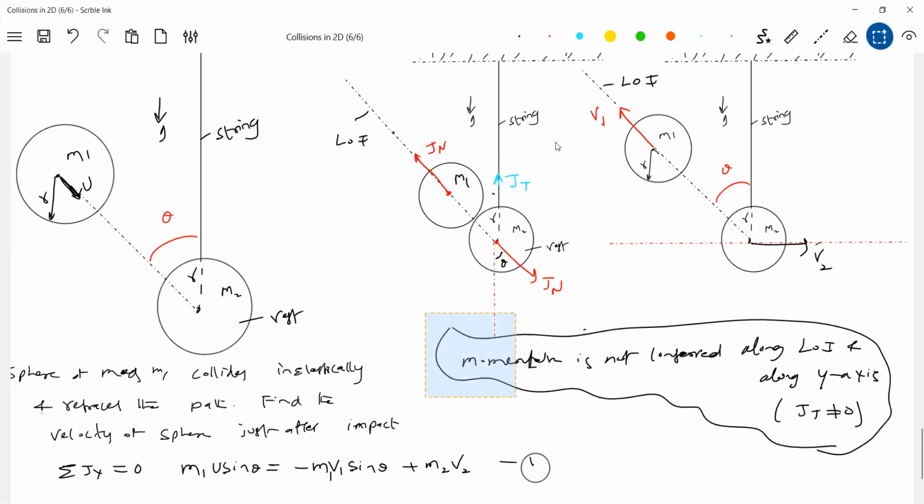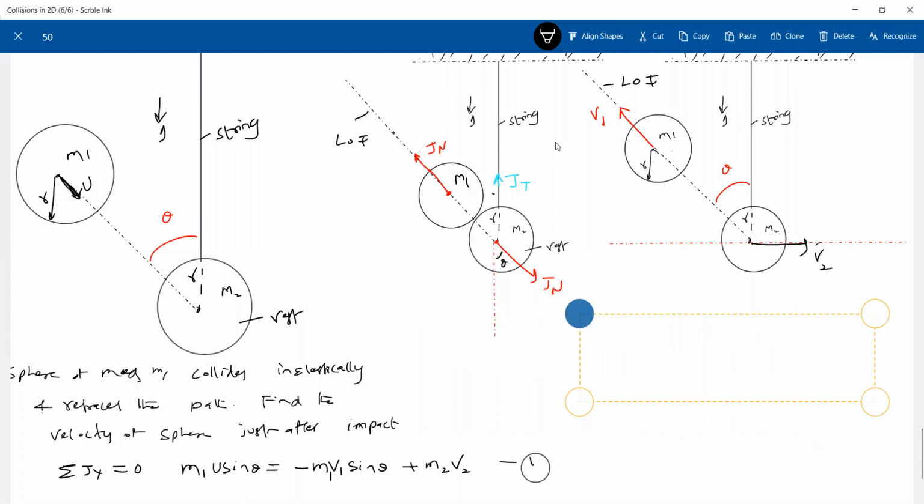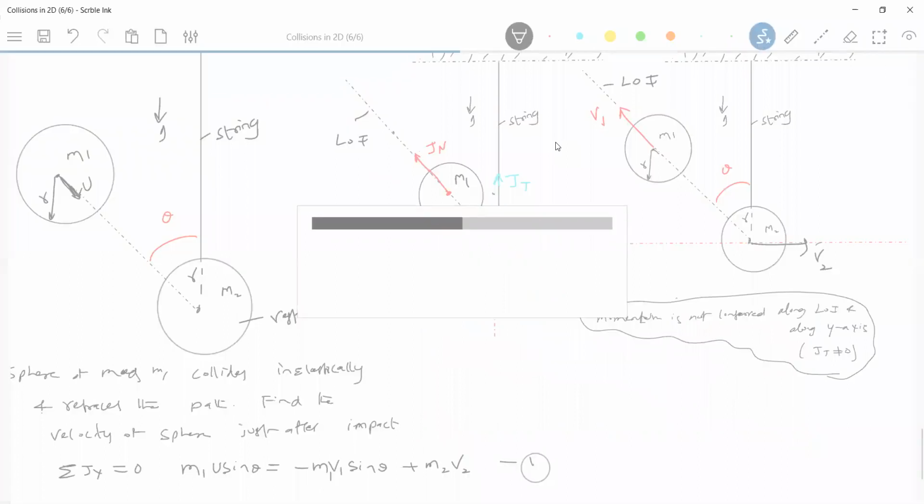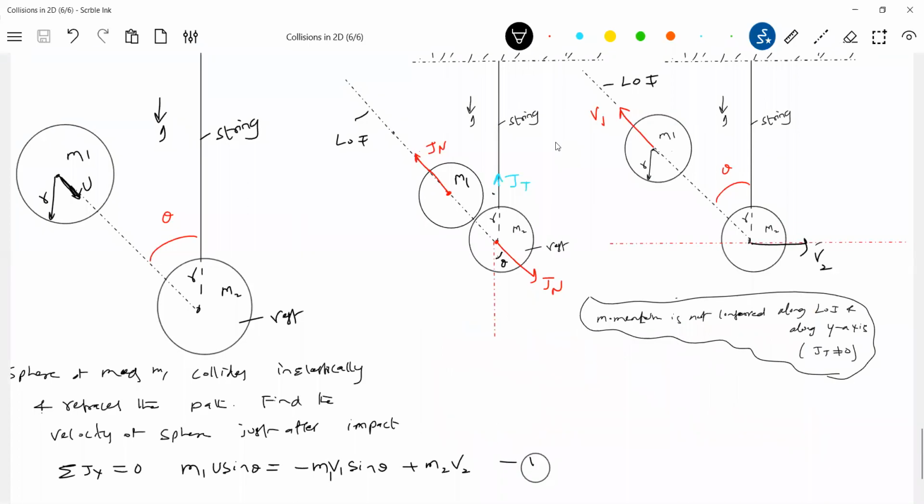I'll take help of the coefficient of restitution formula. According to the coefficient of restitution formula, what is e? You can write it as the velocity of separation over the velocity of approach along this direction. e is equal to... I'll define this direction as positive. Anything you can pick, let me take this as positive. So what is the velocity of the colliding objects? So this will be v2 sine theta.